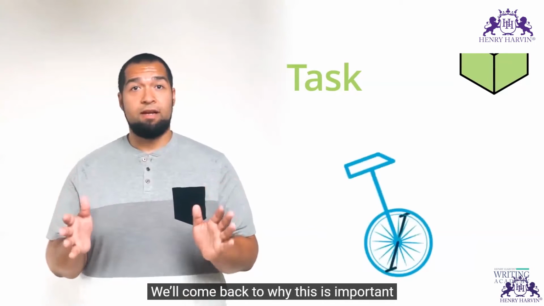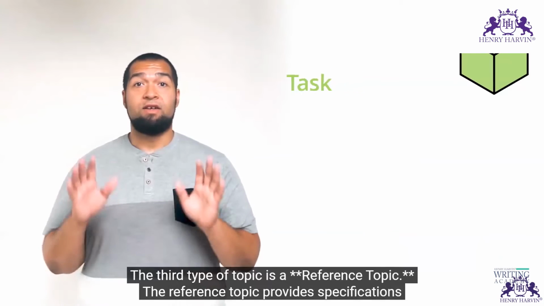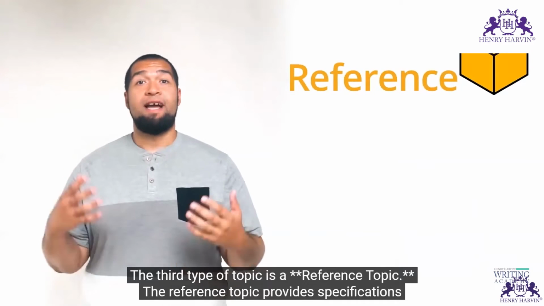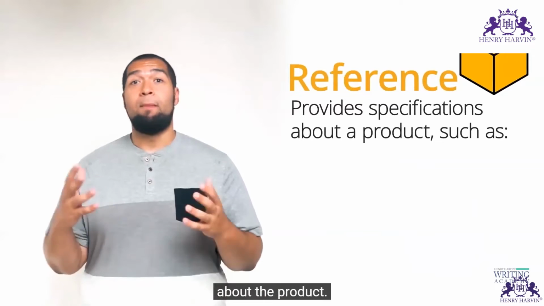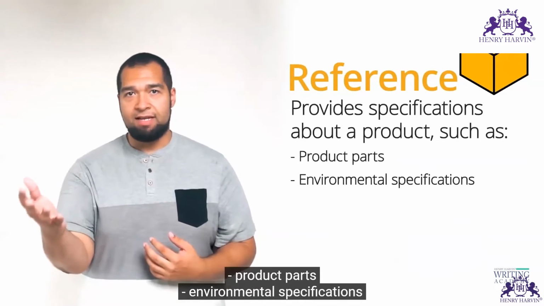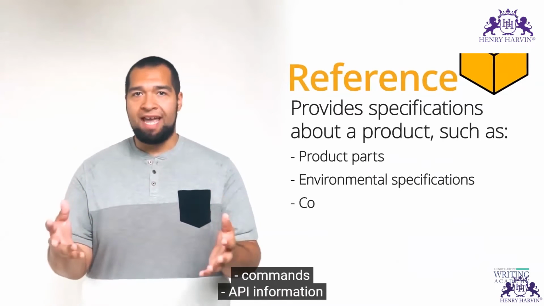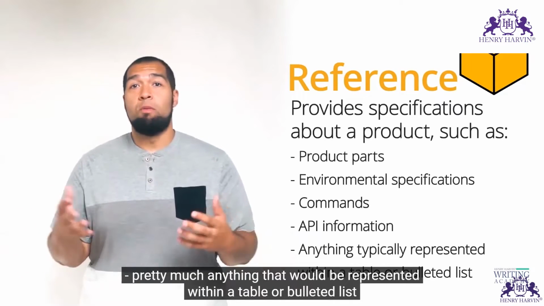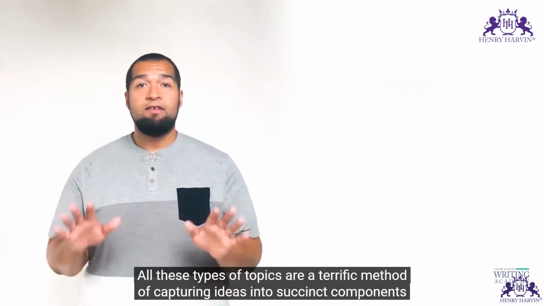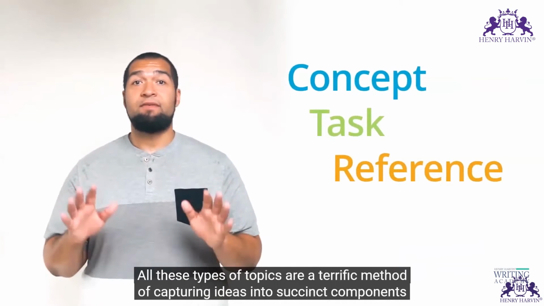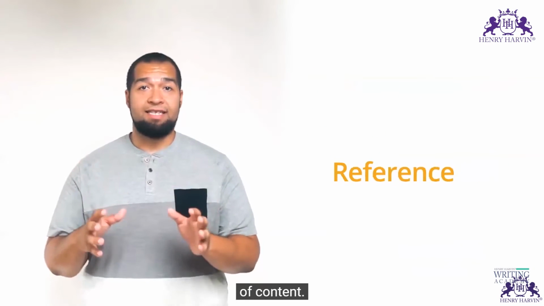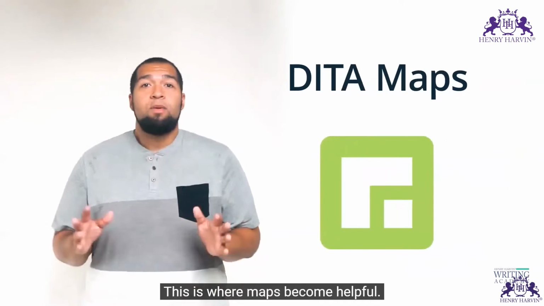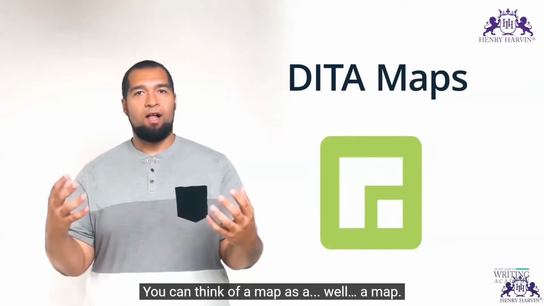The third type of topic is a reference topic. The reference topic provides specifications about the product. Things like product parts, environmental specifications, commands, API information, pretty much anything that would be represented within a table or bulleted list. All of these types of topics are a terrific method of capturing ideas into distinct components of content. This is where maps become helpful. You can think of a map as a map.